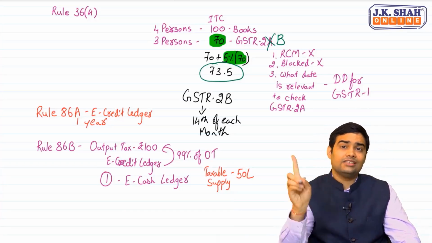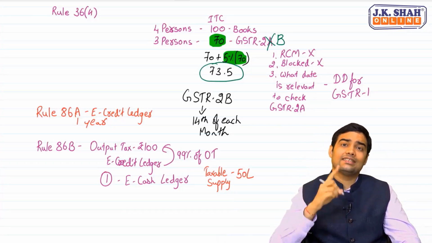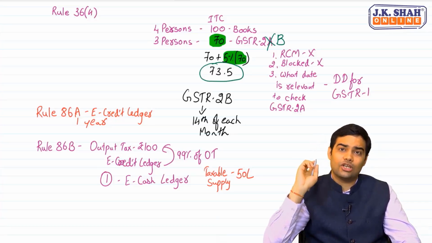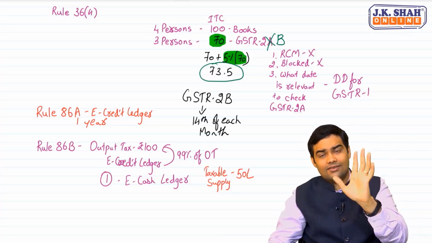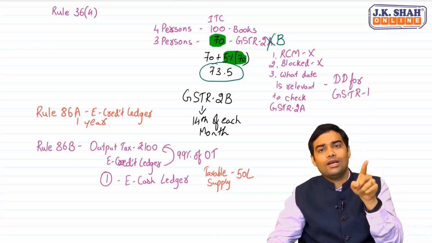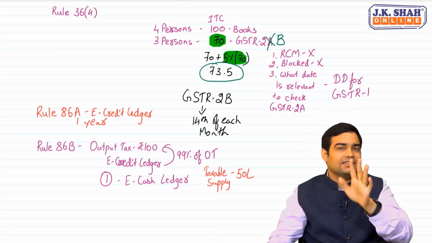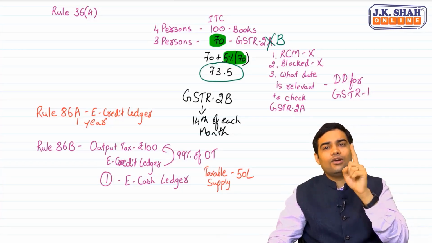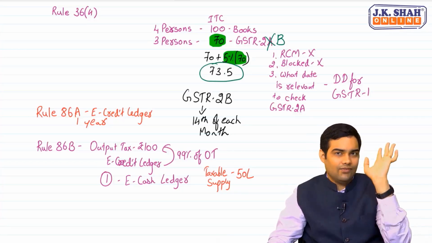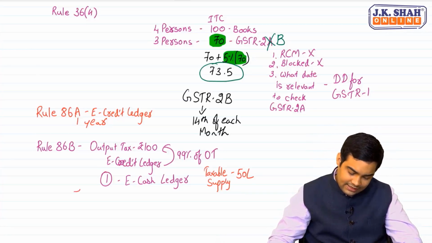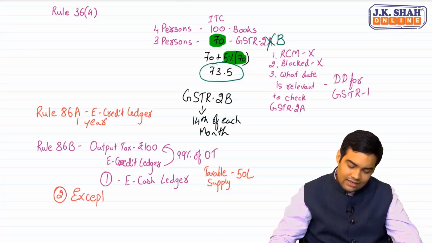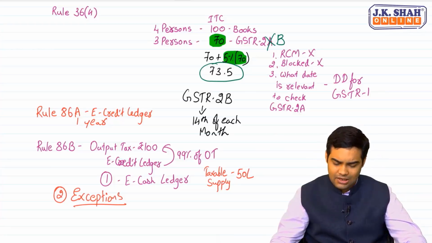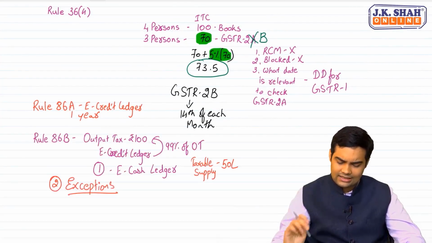Not exempt supplies, not zero rated supplies. Taxable supplies exceeding 50 lakh in a particular month. Only for that month it will apply. So, if for 1 month I have 30 lakh taxable supplies, this restriction will not apply. So, first condition, it will apply only when taxable supply exceeds 50 lakh. Okay. Second, there are various exceptions. Now, what are the exceptions? See, if you see the exceptions, most of the genuine taxpayers would be out of this 86B.